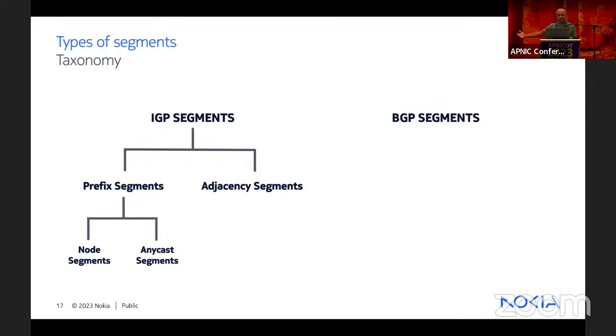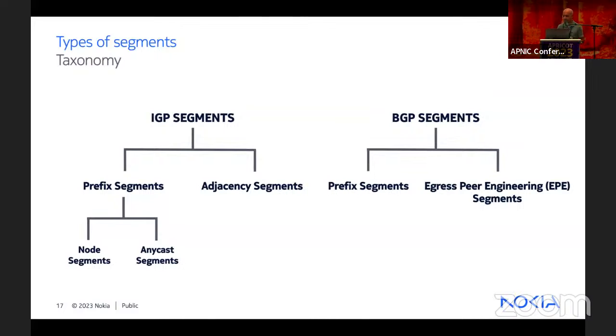Now, we'll also have BGP segments. So just like the IGP segments, we've got segments that are associated with information that is advertised by BGP or associated with BGP. So there's a few of them. Firstly, you've got prefix segments. So this is now associated with prefix information advertised by BGP.